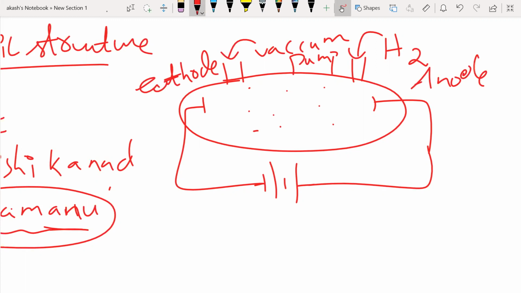Okay, right. So now, when he switched on the battery, when this power supply was on, obviously you should maintain very, very low pressures. He tried with very high pressures and nothing was happening, and then he kept on reducing the pressure. At a pressure of around 10 power minus 6 atm or something like that, he saw something happening.